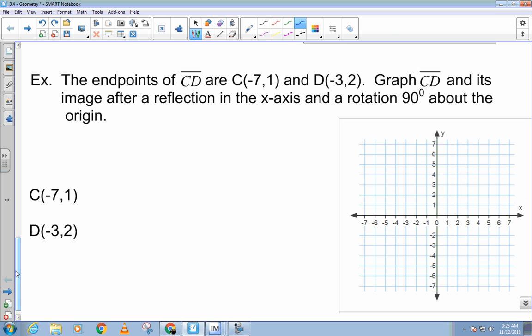The endpoints of CD are C, which is at -7, 1, and D, which is at -3, 2. Let's go ahead and graph this. So -7, 1 is my C, and my D is at -3, 2. Okay? It says graph CD and its image after a reflection in the x-axis and a rotation 90 degrees about the origin. Okay, so which one are we going to do first?